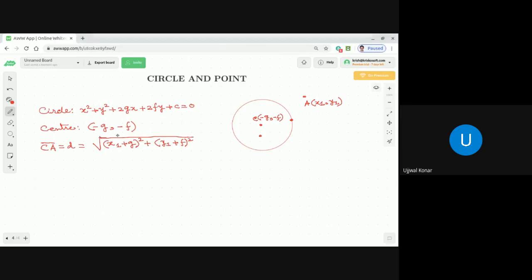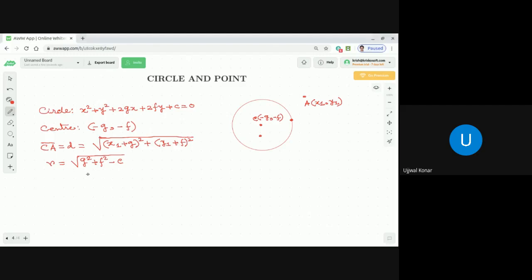So now what is R, dear students? R, if you remember, is equal to the square root of g square plus f square minus c. Now what we are going to find, dear students, is d square minus r square. Why are we going to find it out?